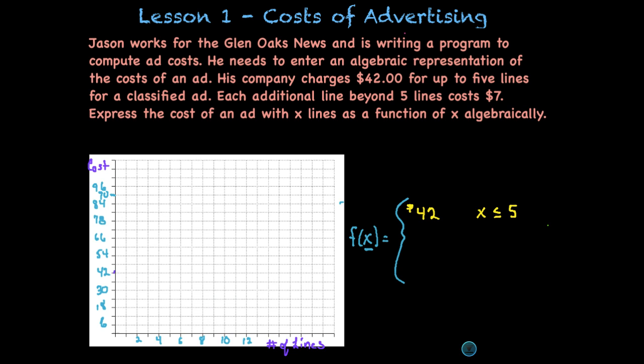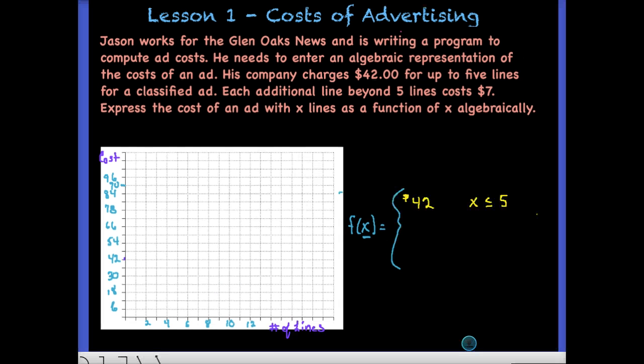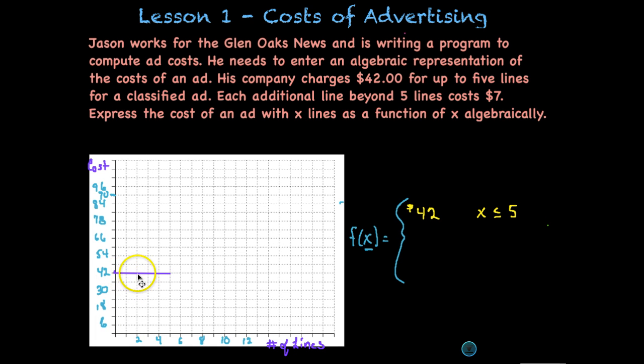Let's go ahead and just graph that portion and see what that looks like. So what I would do is start right here at $42, and I would graph a horizontal line all the way up to 5 lines right there. So notice this isn't $42 per line. All I have to do is look down here to see how many lines I want to purchase. Say it's 3. Look up here, it's still $42. So this is a flat or horizontal slope here.